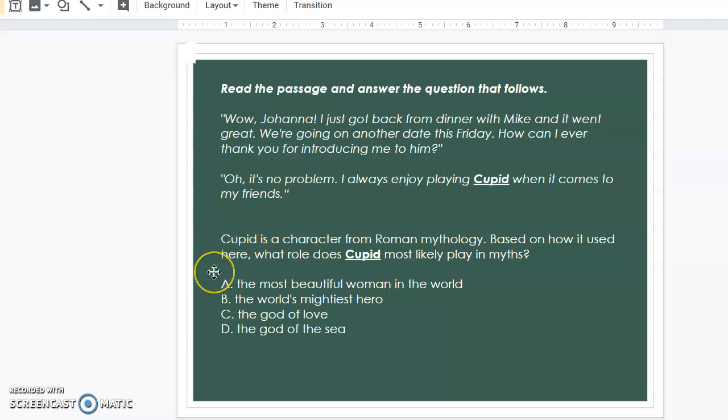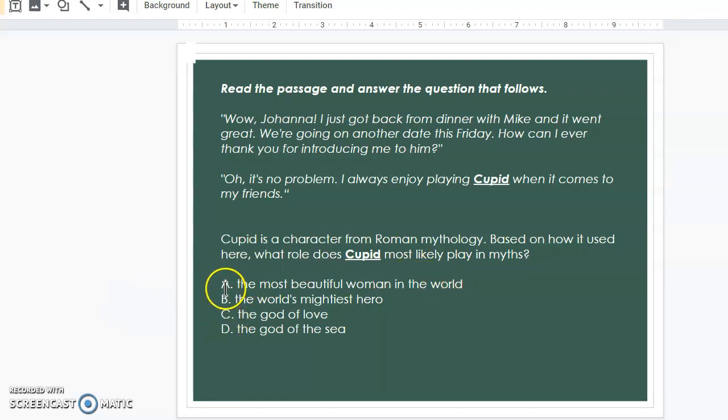Based on how it's used here, what role does Cupid most likely play in myths? A, the most beautiful woman in the world; B, the world's mightiest hero; C, the god of love; D, the god of sea. Also, don't forget to use your context clues and your plug-in strategy. Try to plug these answer choices in here to see if it makes sense with all the other information around it. Don't forget, in your discussion, don't just write the letter, write the whole entire answer.